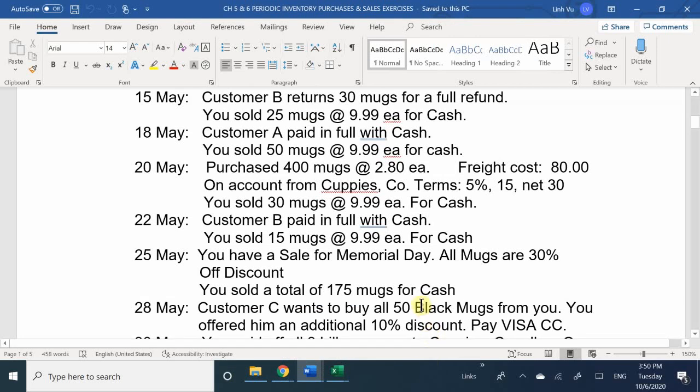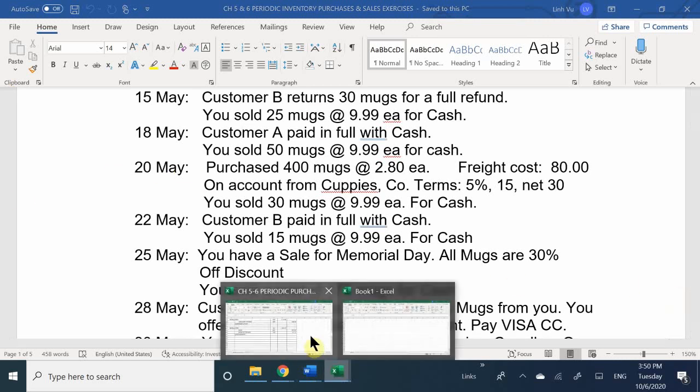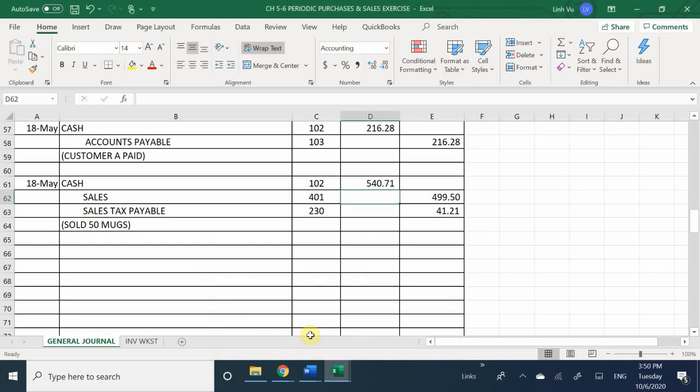All right. So what has happened on May 20th? We purchased 400 mugs at $2.80 each, with a freight cost of $80 on an account from Cuppies Co. with terms of 5%, 15 net 30. Good. So where are we going to go? Inventory worksheet or journal? Let's go to our inventory worksheet first.